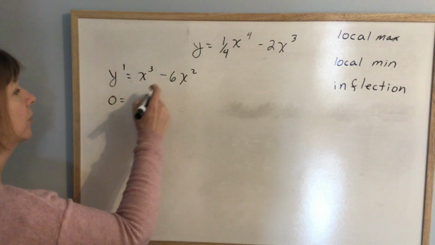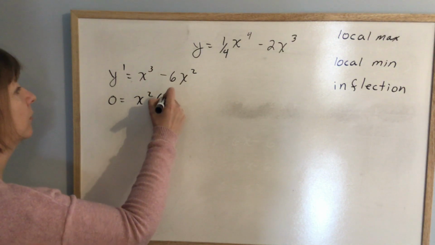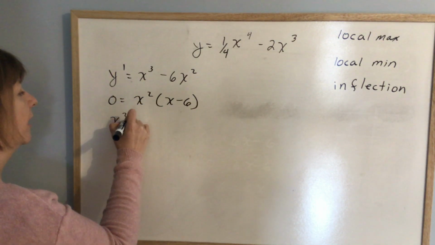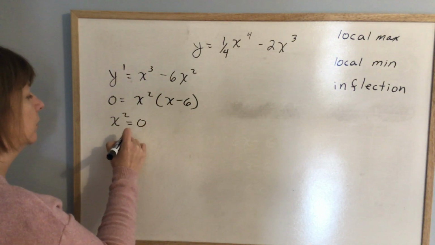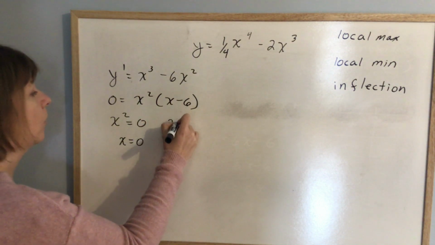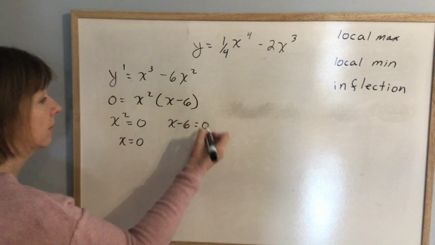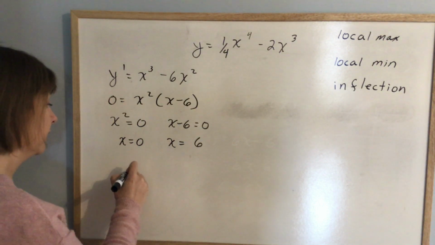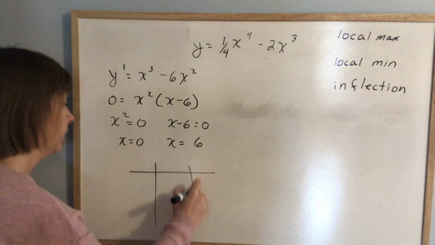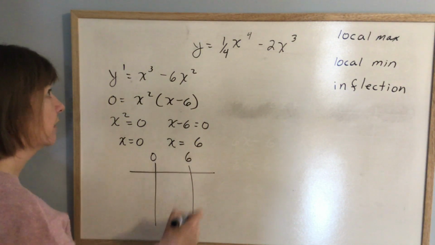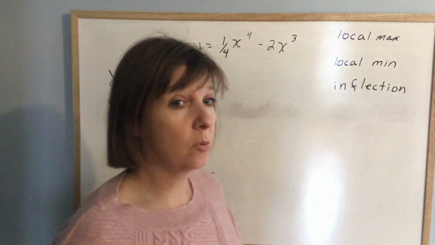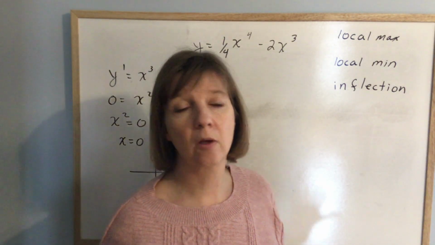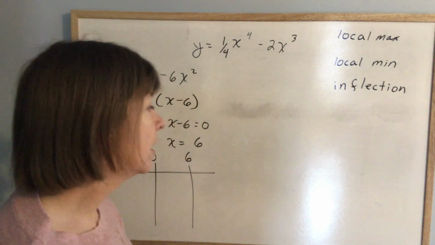And I would factor this. I would take x squared out, so I have x minus 6. So either x squared is equal to 0, which means x is 0, or x minus 6 is equal to 0, which means x is 6. So doing my little table, I have 0 and 6. They didn't tell me a start point or an end point, so I assume that this graph is continuous. It goes on forever in both directions.